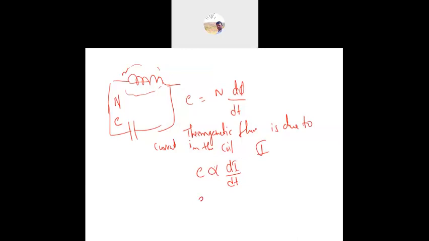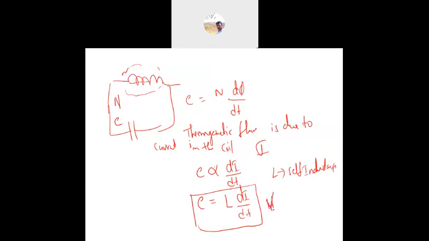So E is directly proportional to di by dt. The proportionality constant we write as L, which opposes the change, so E is equal to L di by dt, where L is the constant called the self-inductance of the coil. The unit of E is volts, and for L the unit is henry. Here E is nothing but V.